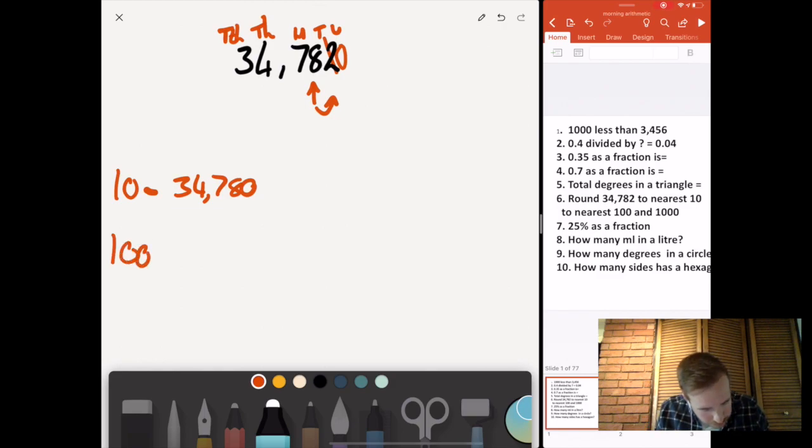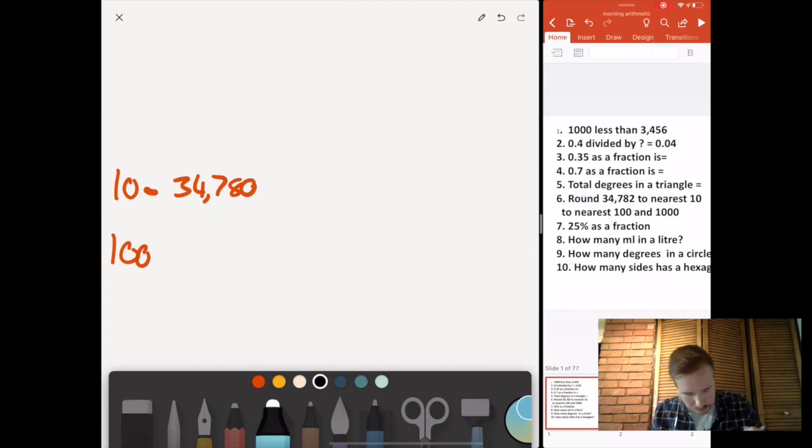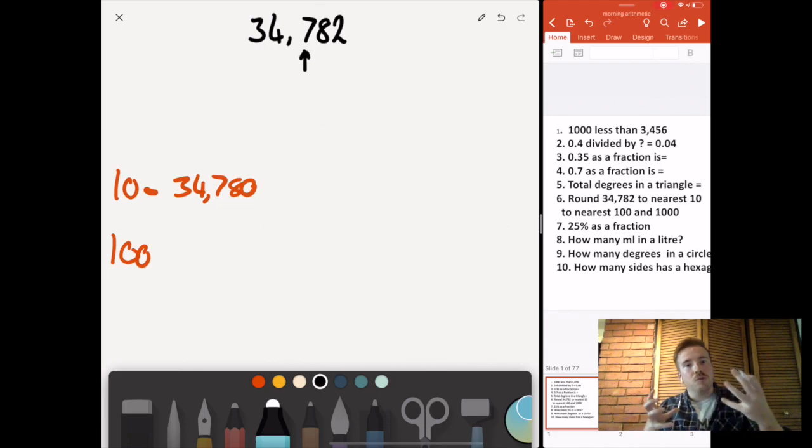Nearest 100. Okay, same principle. I'll write it out again because that's a bit messy now. So you've got 34,782 to the nearest 100. Well, that's the hundreds column now. Tens column, because we go to the one column to the right to have a look whether we round up or down. It's an 8, so we're going to round up because 5 and above we round up. So that rounds up, so this becomes 800. So it becomes 34,800.